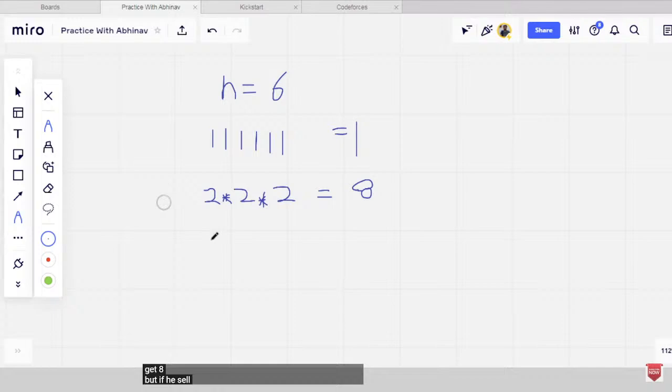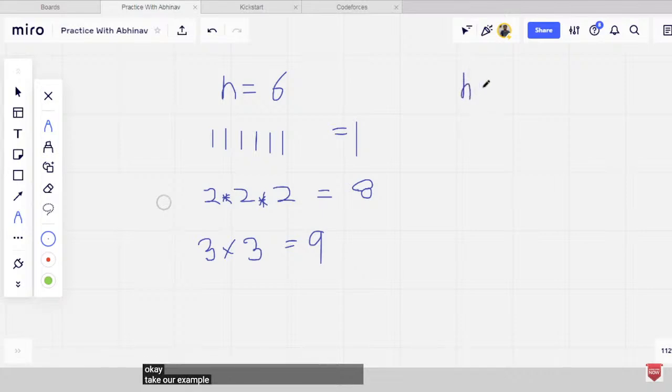But if he sells it like 3 into 3, first 3 meter, then 3 meter, then he will get 9 rupees. So maximum क्या हुआ? Maximum हुआ 9 rupees. Okay? एक और एग्जांपल लेते हैं.